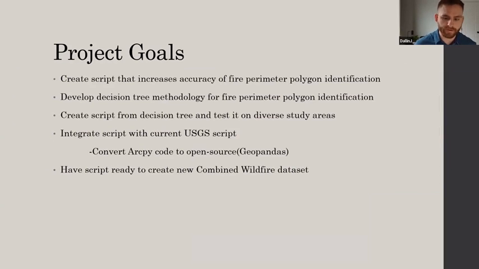So the goals of this project were to build off the original USGS script and create a new script that increases accuracy of fire perimeter polygon identification by using a decision tree methodology. Another goal was to integrate the script with the current USGS script and then later convert the ArcPy code to open source, or GeoPandas.